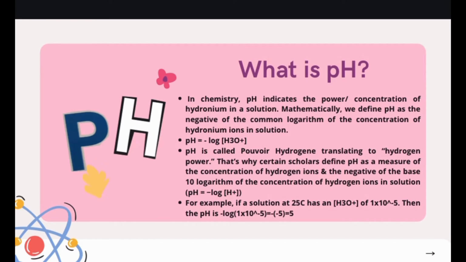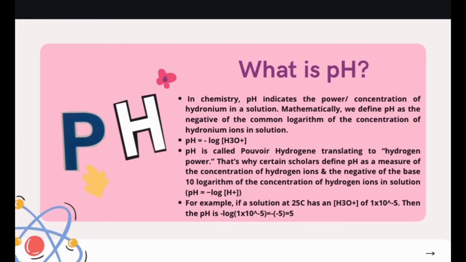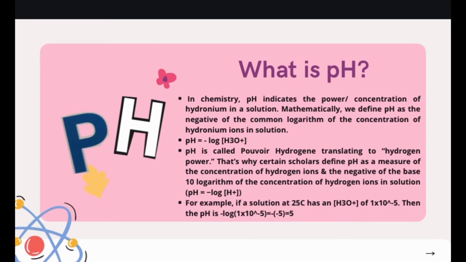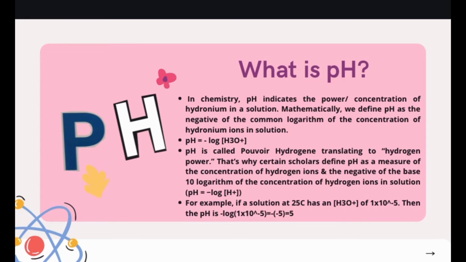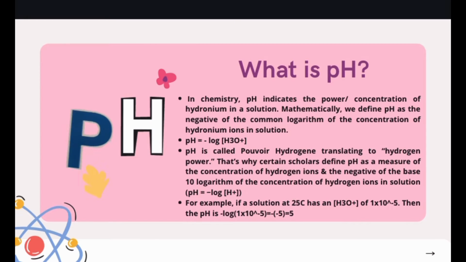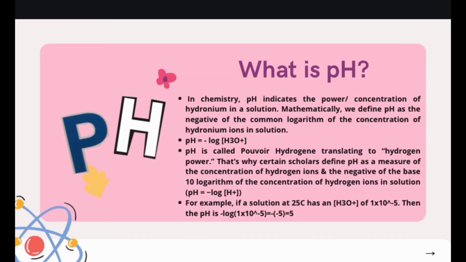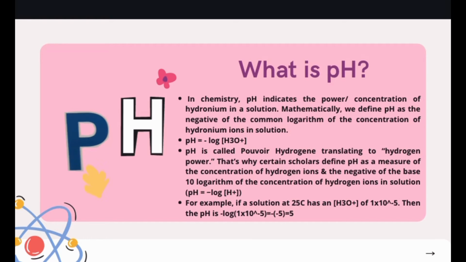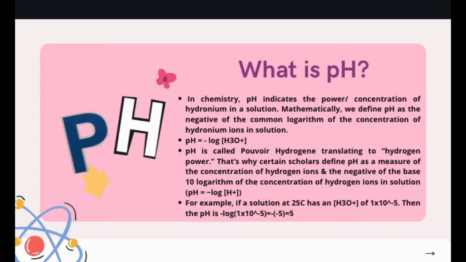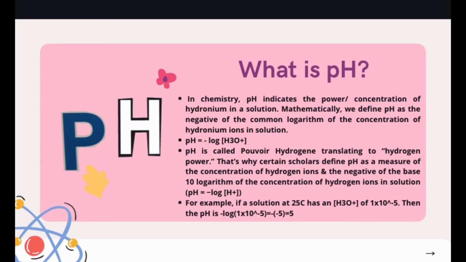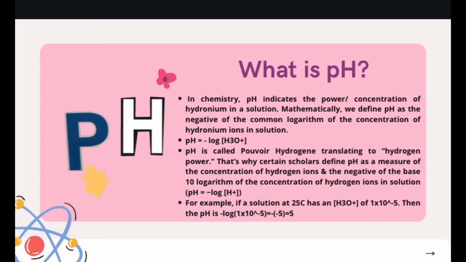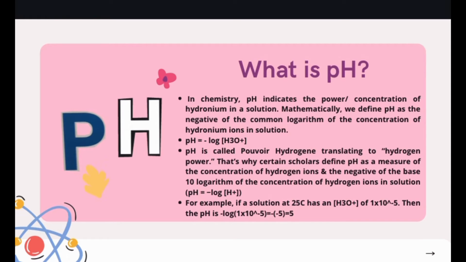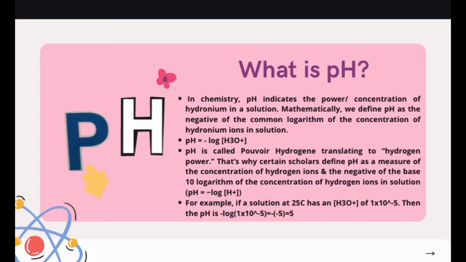What is pH? pH indicates the power or concentration of hydronium in a solution. Mathematically, we define pH as the negative log of the concentration of hydronium ions in a solution. There are two meanings: in chemistry, it indicates the power or concentration of hydronium in a solution, but in math, we define it as the negative log of the concentration of hydronium ions in a solution. And here's the formula, as you can see.